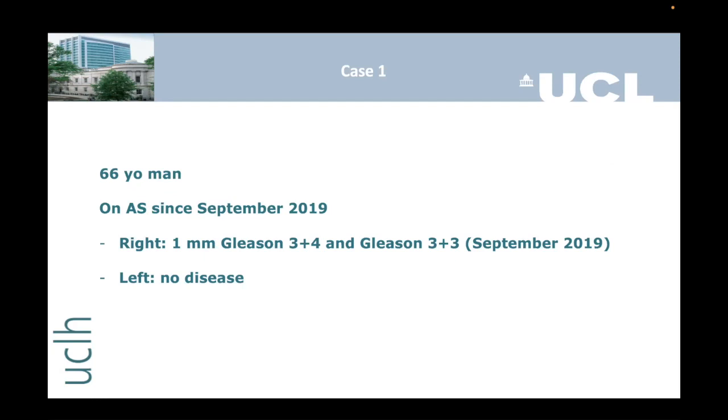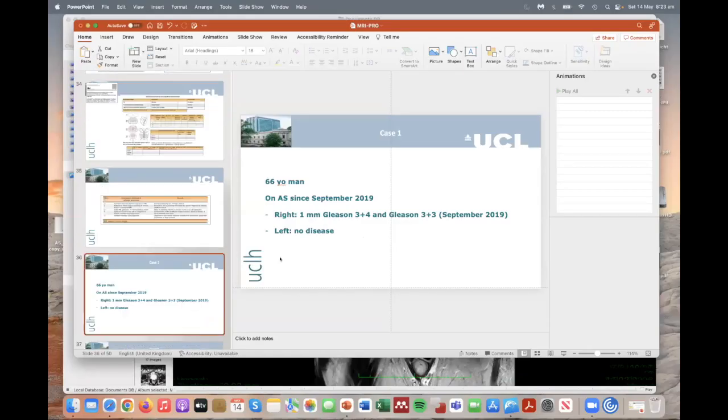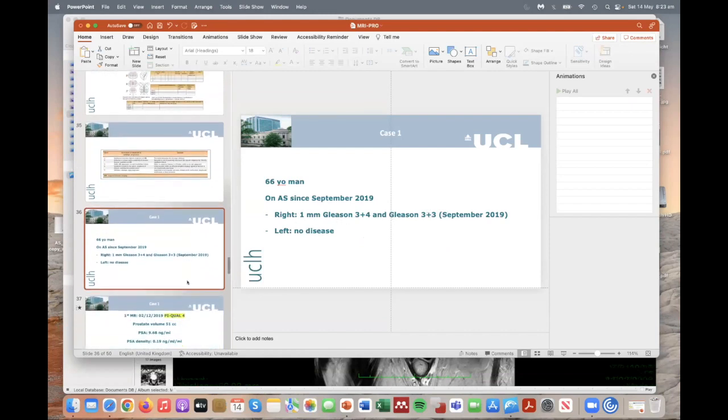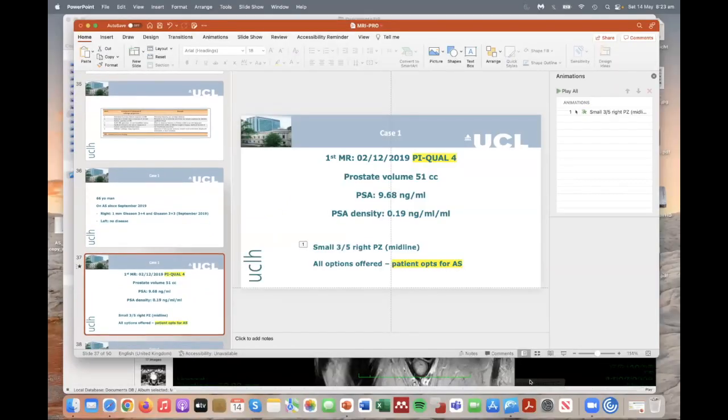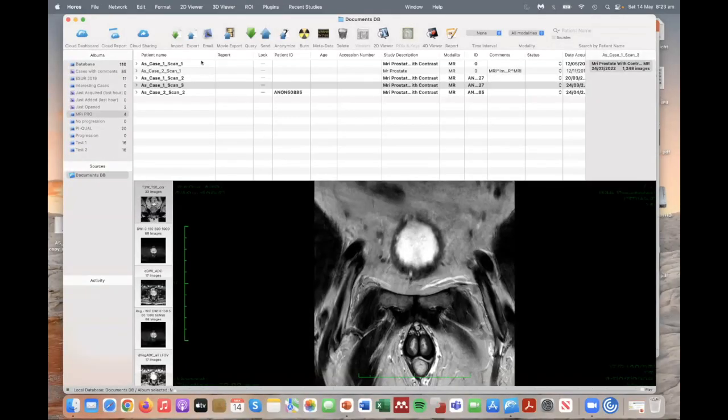Basically, it's a case of a 66-year-old man who is on active surveillance since September 2019. So we know that he has 1 millimeter Gleason 3+4 on the right and Gleason 3+3. And the biopsy was made in September 2019. There is no disease on the left. So the first MR, we will see now, shows a volume of 51 cc, a PSA of 9.68, and a PSA density of 0.19. And the PI-QUAL score of this MR, you will see, is a PI-QUAL 4, meaning that it's a good quality MR.